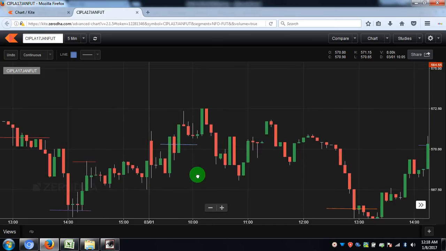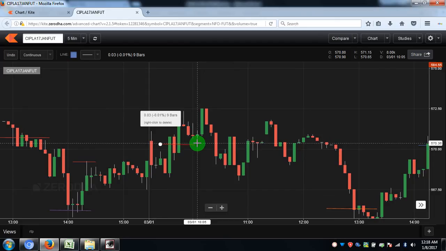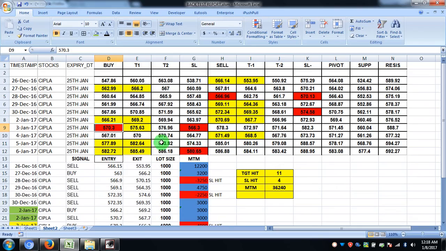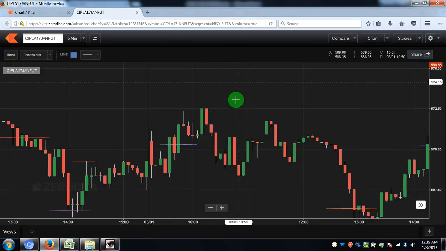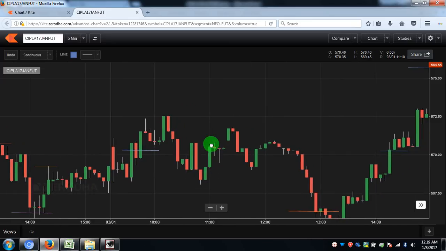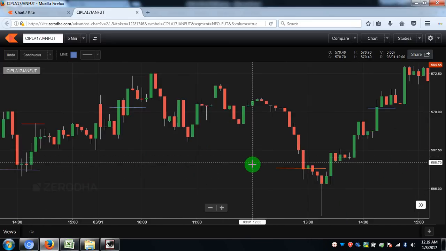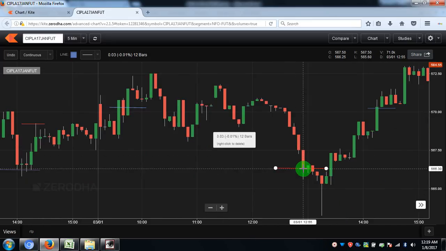Early morning we got an opportunity to buy. Here you can see this. We got the opportunity to buy at 570.30 paisa. Here the buy call was activated, and 575 was the target. That time it didn't go up, and it continuously came down, and here you can see it was a stop loss trigger. This was the candle where the stop loss was triggered at 12:55.